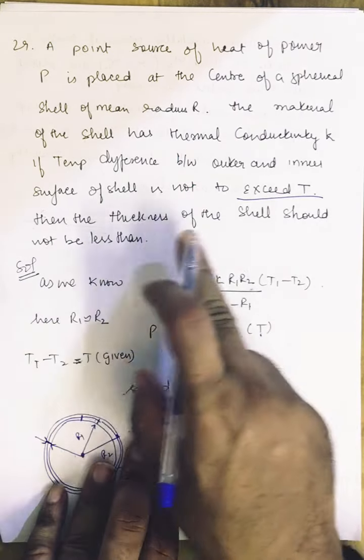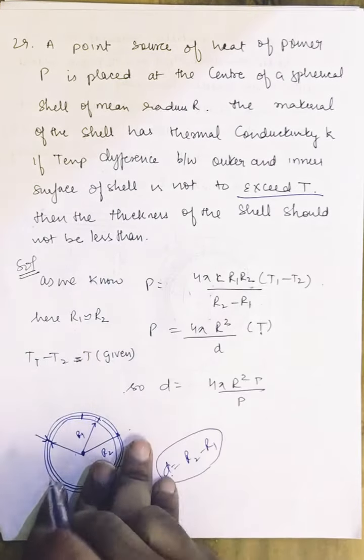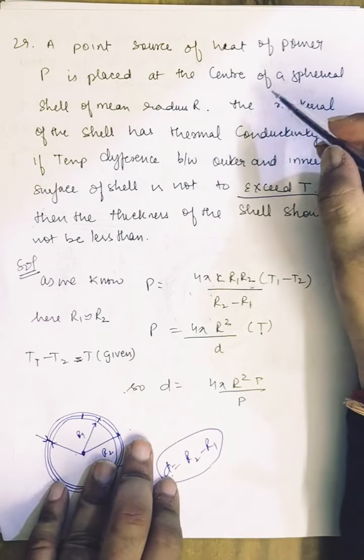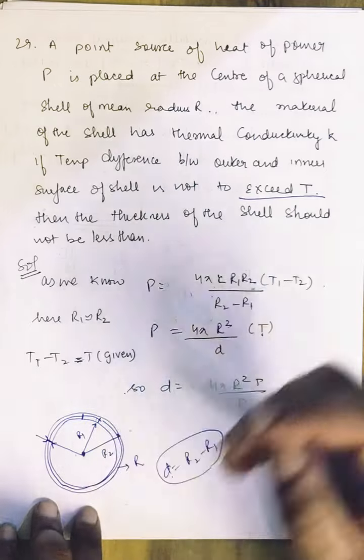Then the thickness of shell should not be less than. That is what they are asking. Okay, I did not read the question properly. I started explaining the diagram. Let me read the question again.